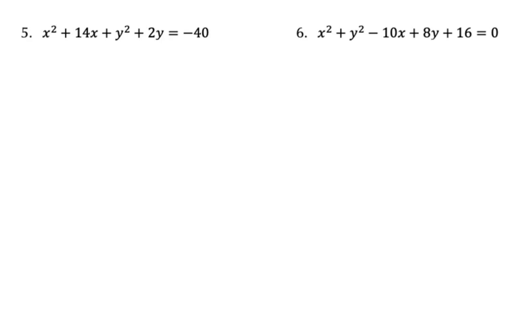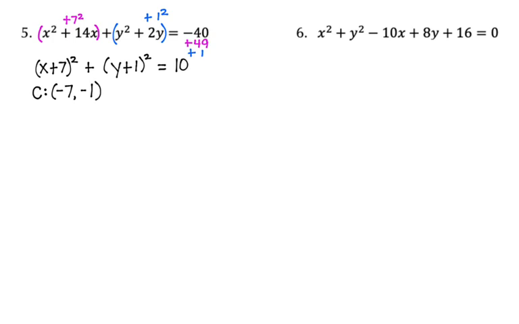Okay, hopefully you have paused, you've done both of these problems, and we're going to go through them very quickly. So to complete the squares for number 5, I have the party of x's, and so I was adding 7 squared to both sides, and so I have x plus 7 quantity squared. In the group of y's, I would be adding 1 squared, so I'd be adding 1 to both sides, and then that equals 10, which means my center is -7, -1. My radius is the square root of 10.